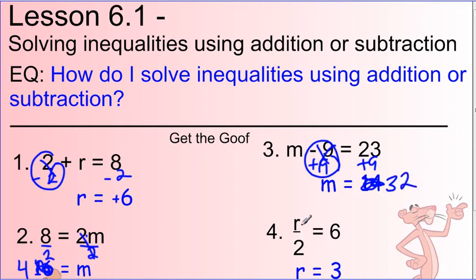And finally, number 4, r divided by 2. Well, the way we get rid of a divide by 2 is we times by 2. And so r would equal not 3, but 12.